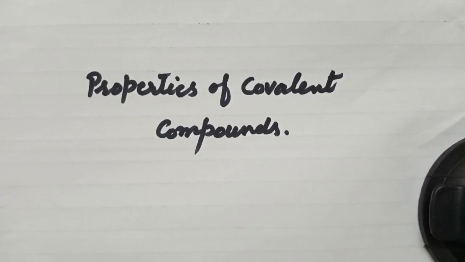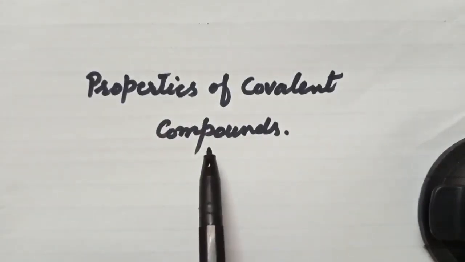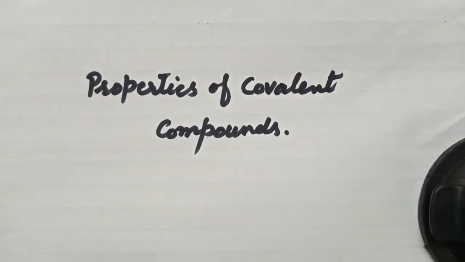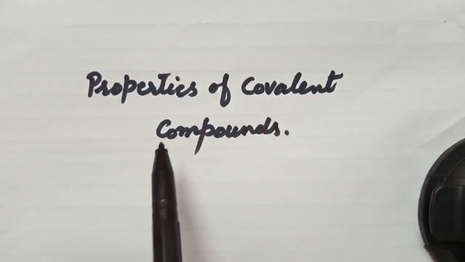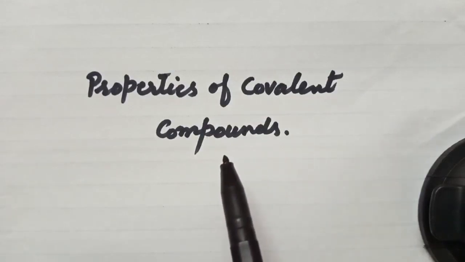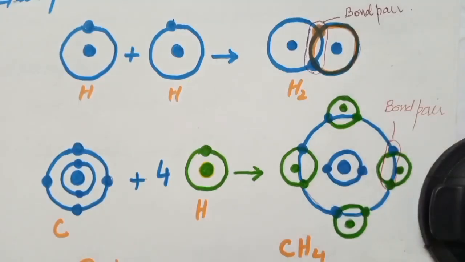Today I will describe the properties of covalent compounds. As we know, the properties of the compounds depend on the nature of the chemical bond that is found in these compounds. As the name shows, covalent compounds are those compounds which have covalent bonding between their atoms. Now we will review the covalent bond.